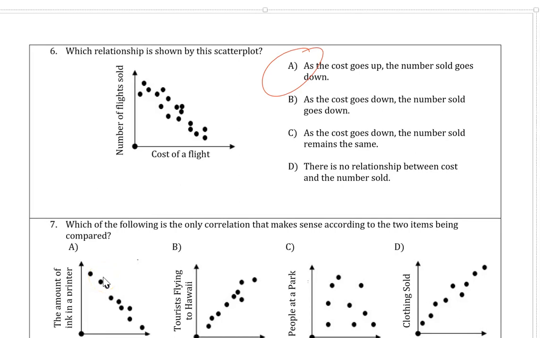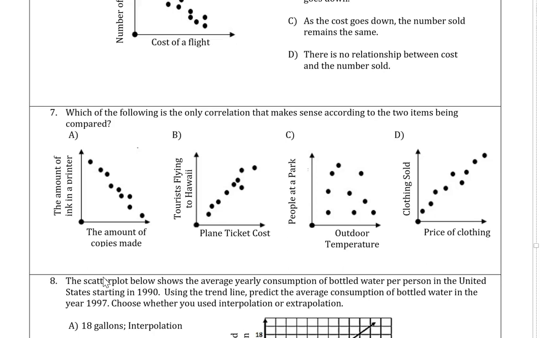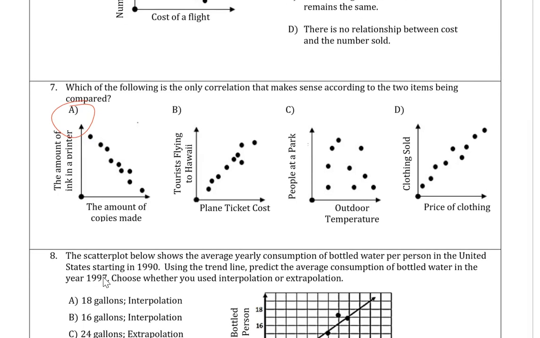All right. Which of the following is the only correlation that makes sense according to the two items being compared? So for choice A, we have the amount of copies made goes up, the amount of ink in a printer goes down. Then the cost of a plane ticket goes up, more people go. They're saying there's no correlation between temperature and people outside. And then price of clothing going up and people selling more clothing. So we can see the only one here that makes sense is A. So the more copies you make, the less ink there is.